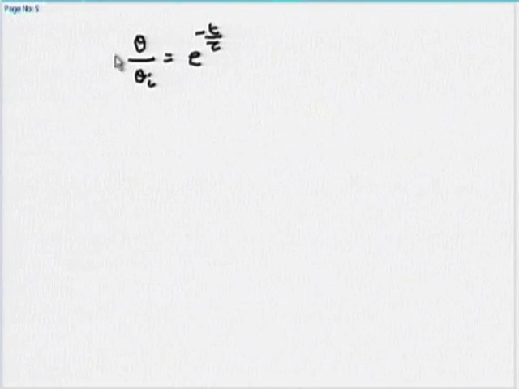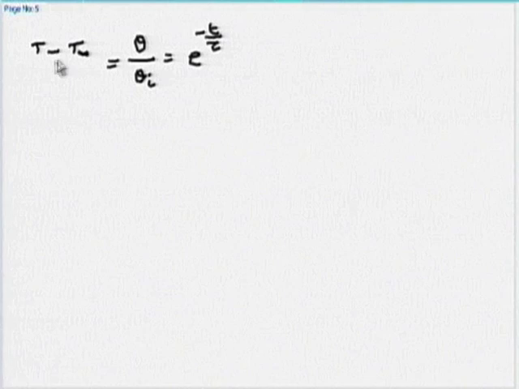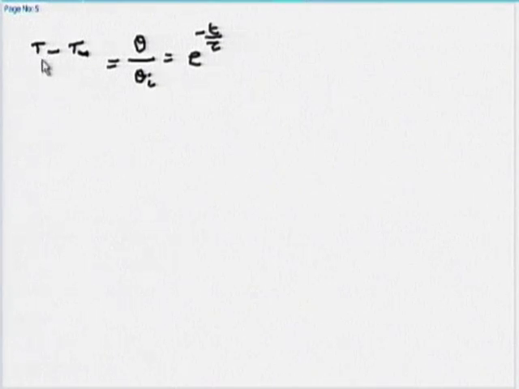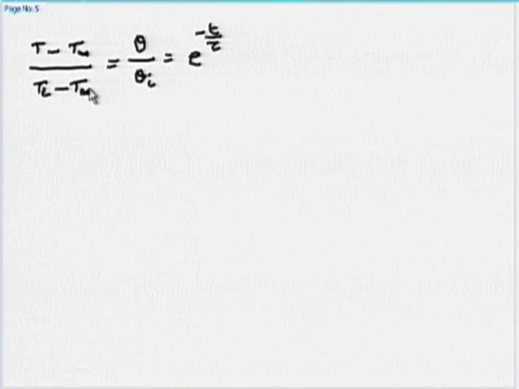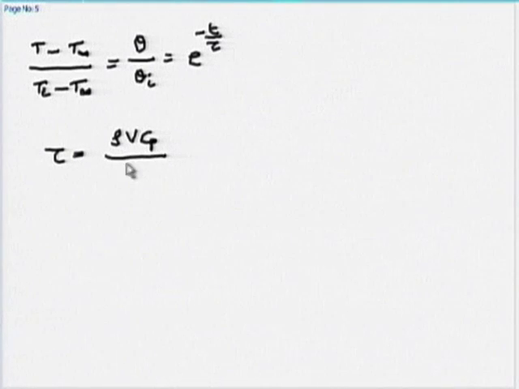What is theta? T minus T infinity, T being the temperature at any instant of time, upon T I minus T infinity. Now, let us have a look at tau. Tau is equal to rho V C p upon h A s.